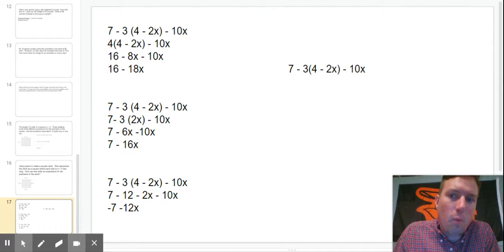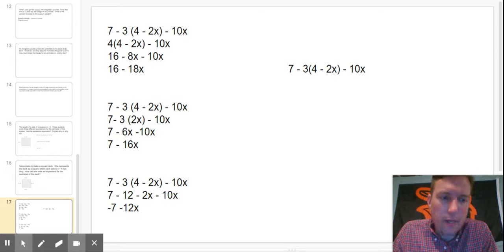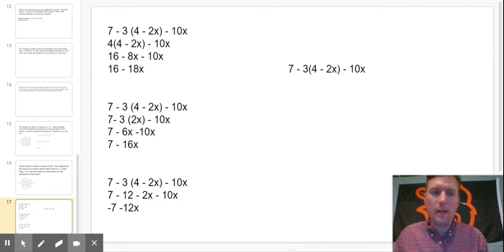Now, when we are trying to find equivalent expressions, what we want to do in order to find them and see if they're equivalent is to simplify them. And what that means is we're going to be putting like terms together. So you have your variable terms and your constant terms. Okay. So when you look at this expression here, I have 7 minus 3 times 4 minus 2x minus 10x.